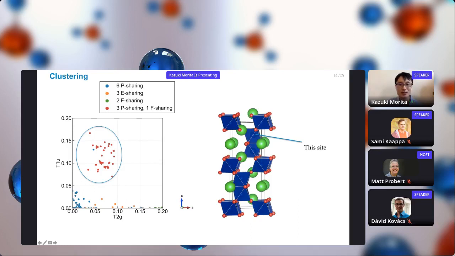Actually, there are many choices because this phase connecting network could elongate a lot in the C direction, but consistently, all these red dots were the edge site of the one-dimensional octahedral phase sharing network. And this implies strong distortions on this edge site that cannot be observed in different types of connectivity.